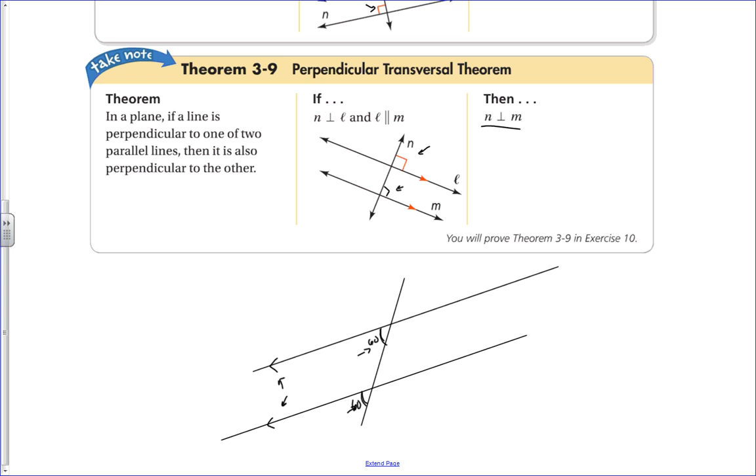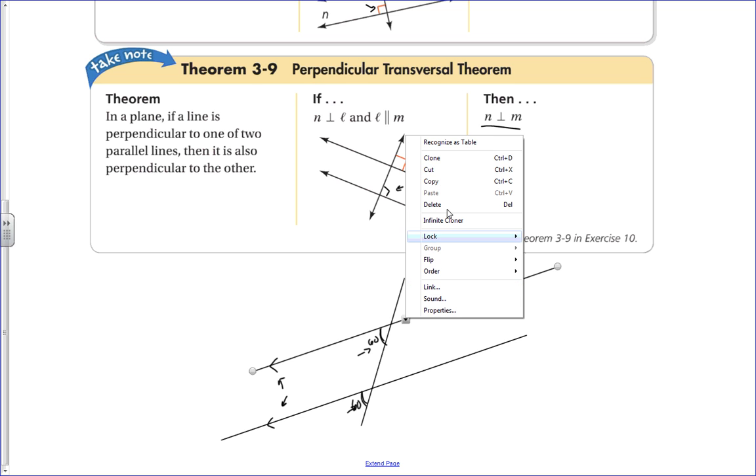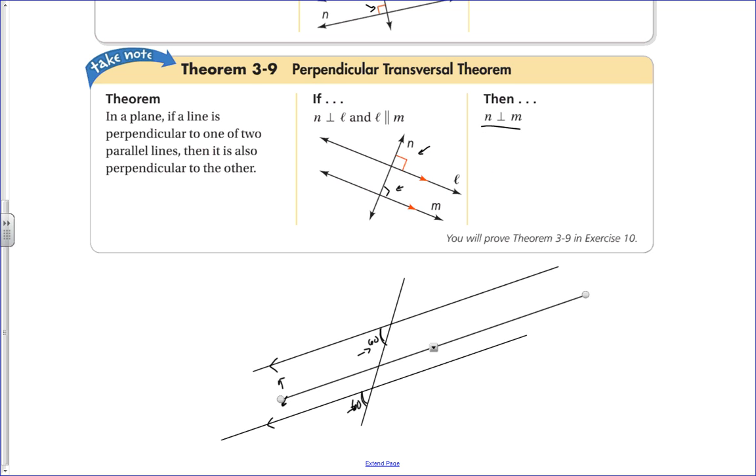And even if we added a third line up here, it would still be the same thing. All right, now this third line, I'm not going to mark it parallel, but what I am going to do is tell you this angle here is a 60-degree angle. So now, since we know that these three angles are all 60 degrees, all three of these lines have to be parallel as well. All right.